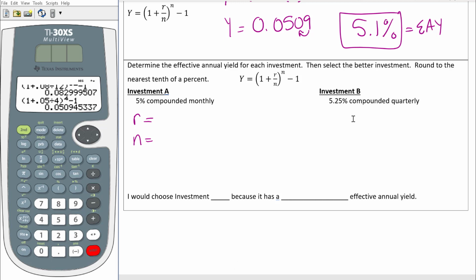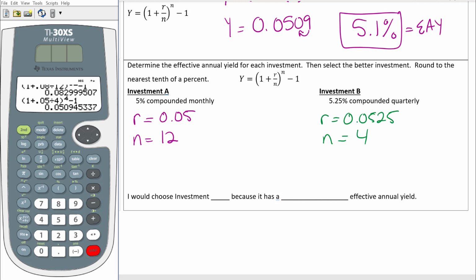So the r is just 5% compounded monthly. The other investment, we have the rate being 0.0525, and then this is going to be compounded quarterly. So investment A has a smaller interest, but you're compounding more often. Investment B has a little bit higher interest, but you're not compounding quite as much. So we're trying to figure out which one's better.